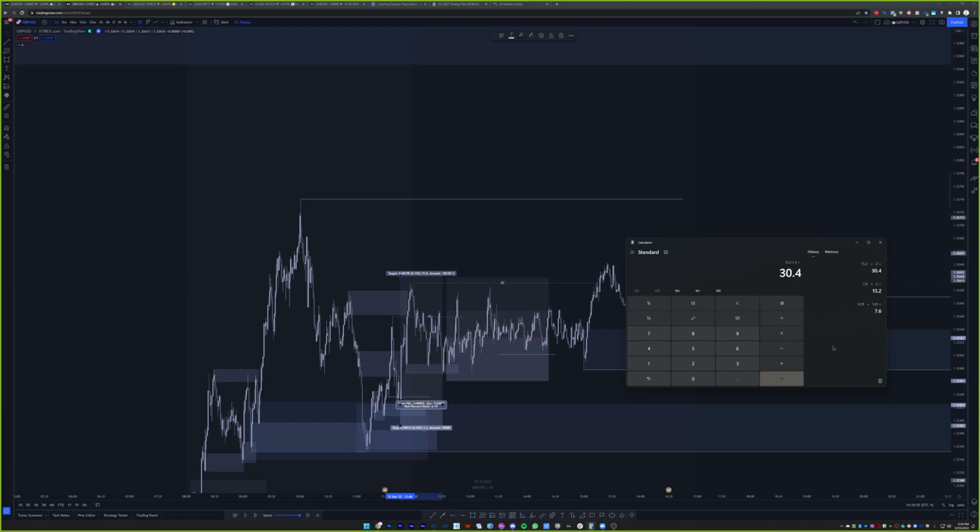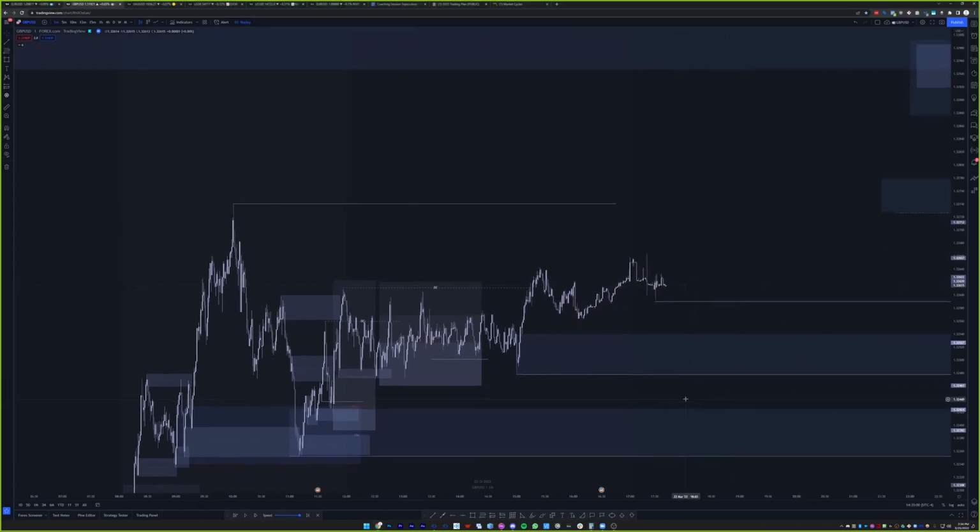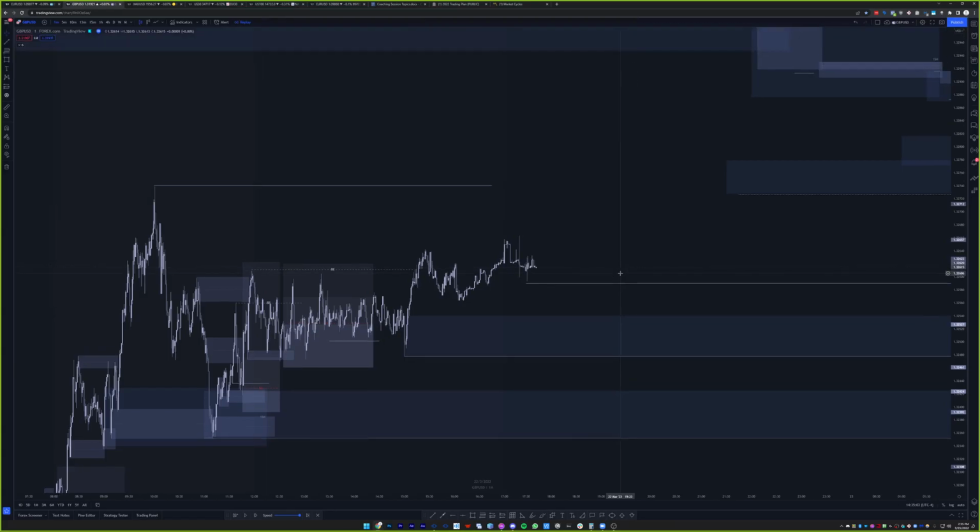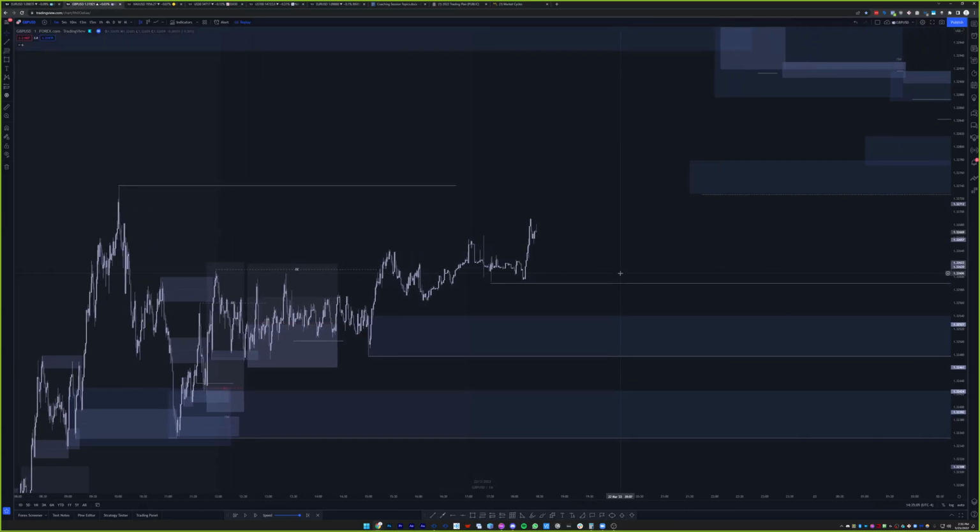Like, that's a lot of money. Do you guys agree? Like, it's a lot of money. This is why I don't get why people want to take 100R trades. I just don't get it.